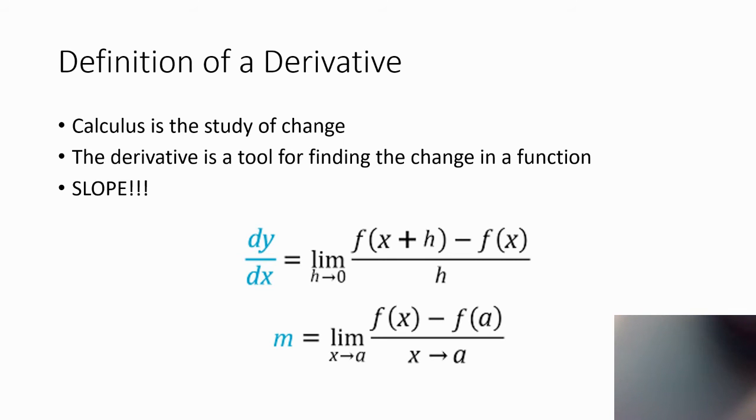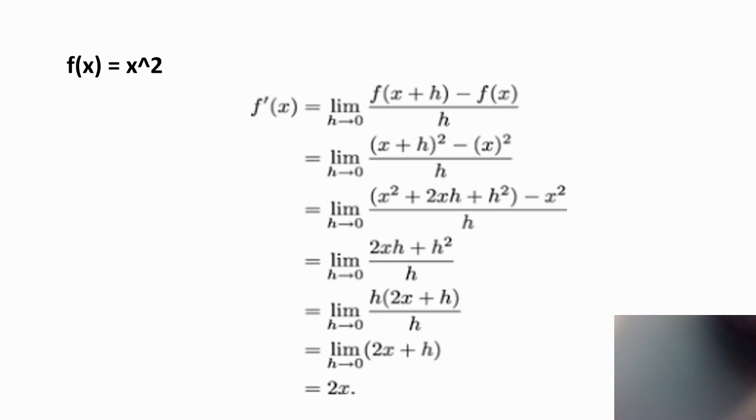Calculus is the study of change, and the derivative is just a tool for finding the change in a function. Think slope. Slope is the amount of change between 2 points on a graph. There is the definition. Mathematically speaking, we're going to look at an example of that. Okay, there's a lot of algebra in this. We have the function f of x equals x squared.